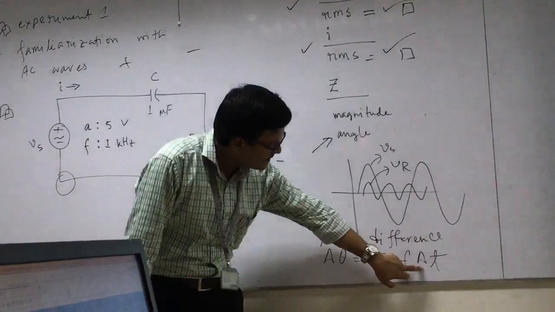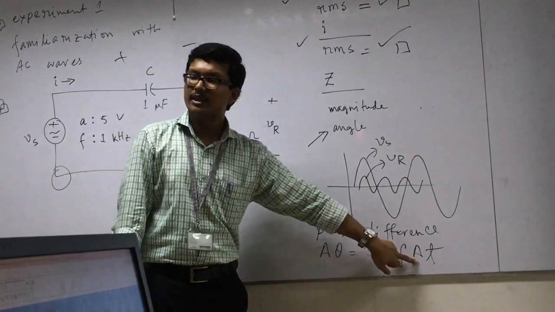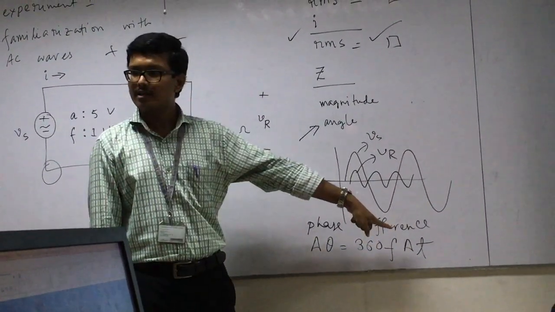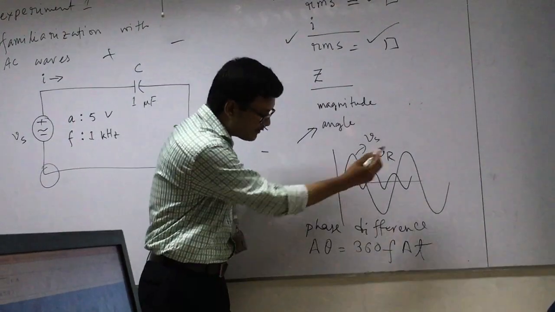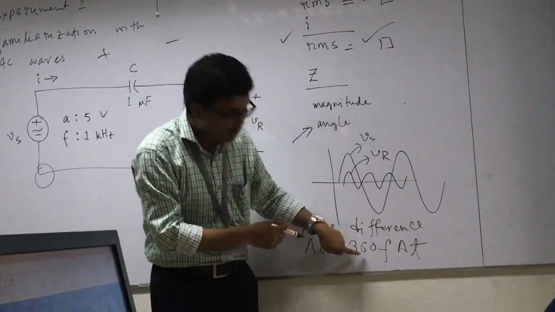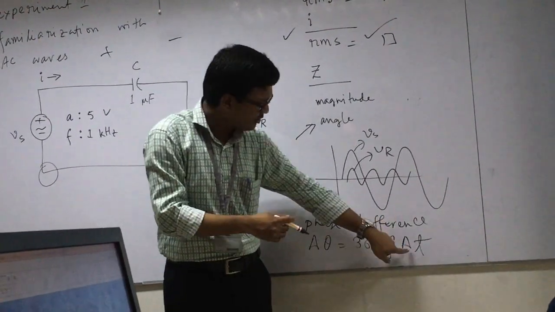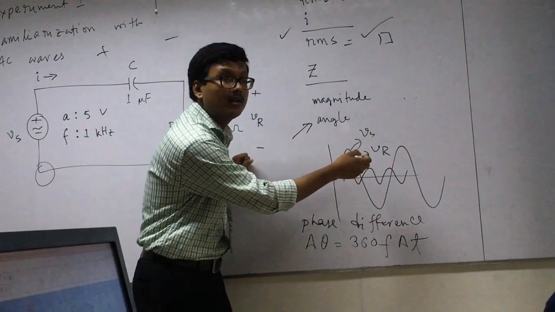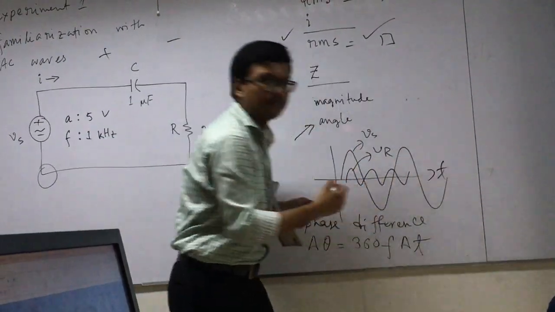Now, delta theta is the phase difference, and delta T is the time difference. So two curves are here. We need to find the phase difference, and for that we already have 360F. We just need delta T, the time difference. That means the time difference is needed here. This is your time.